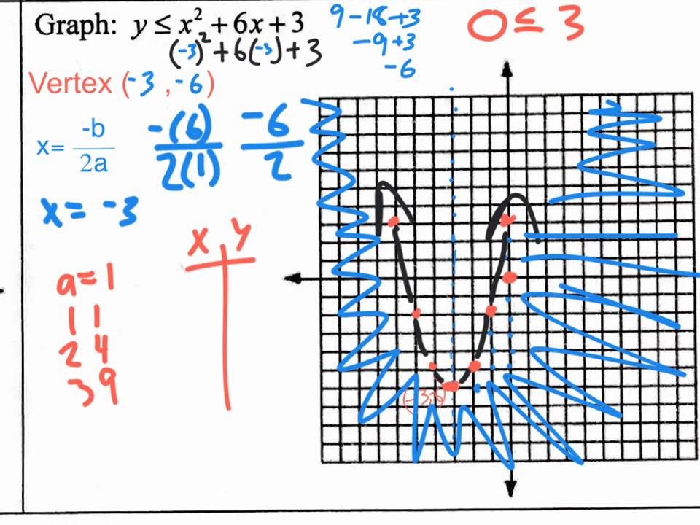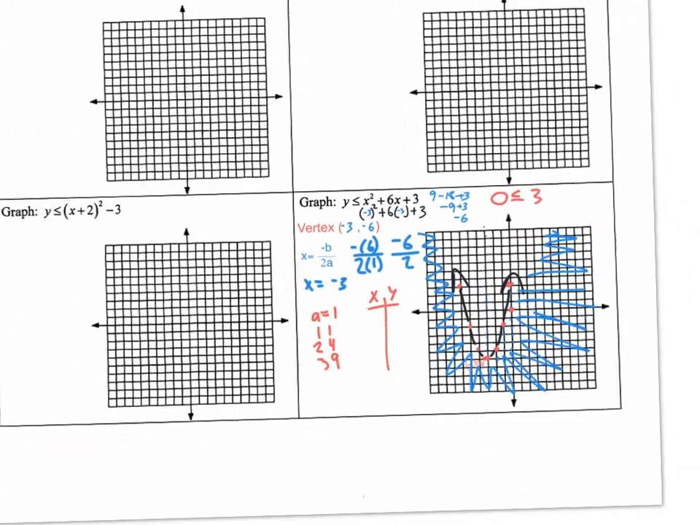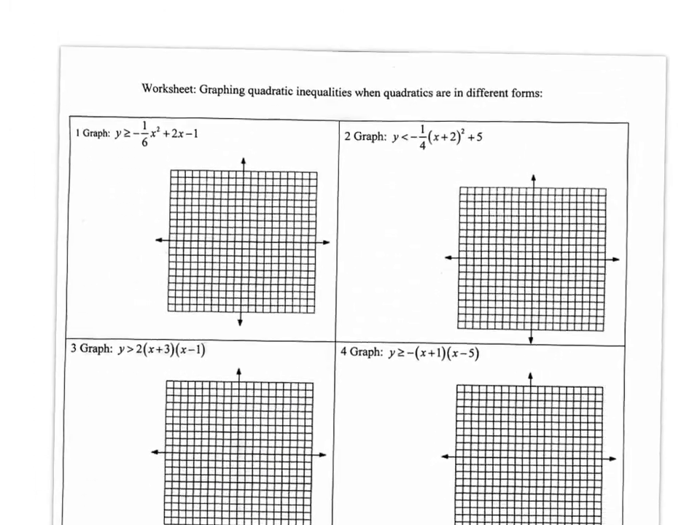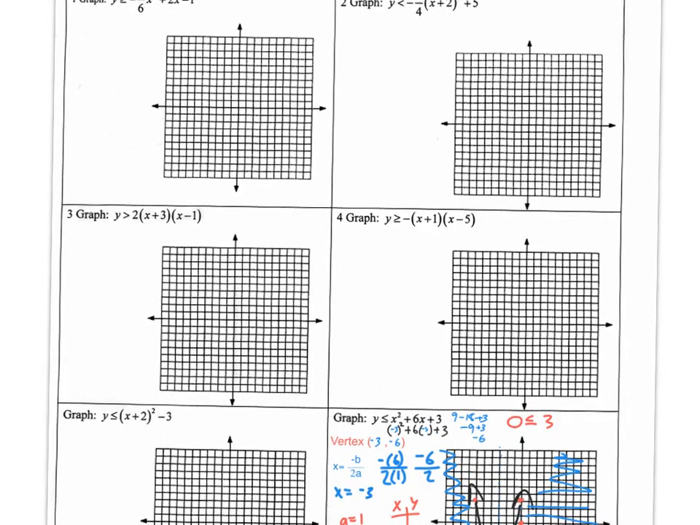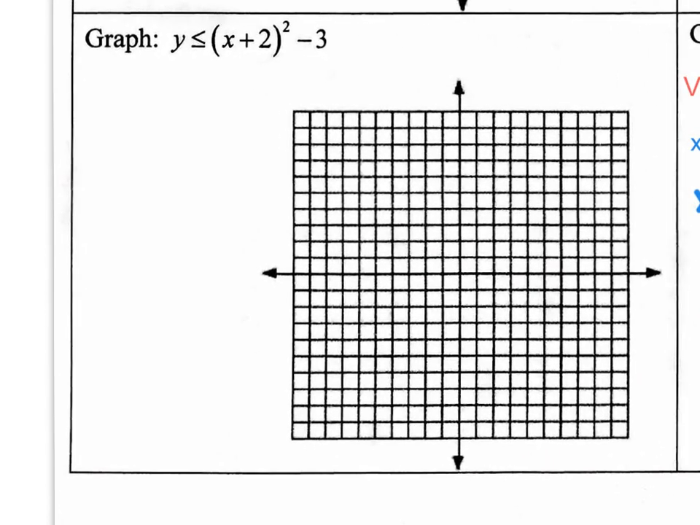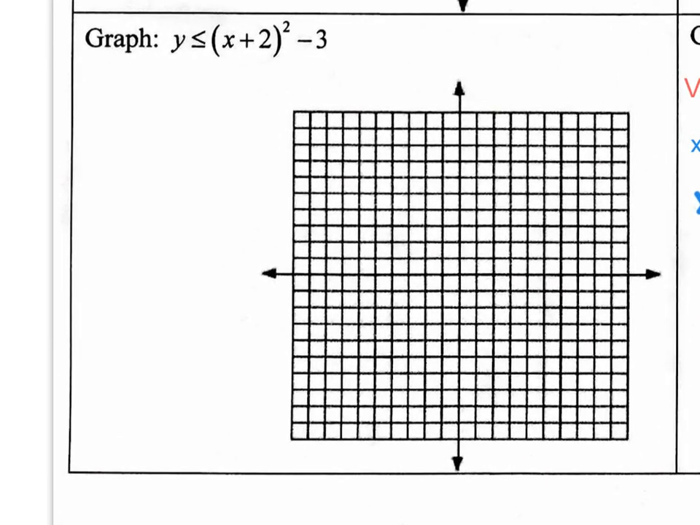So if we take a look at a different problem, let's go with this one right here. This one's in vertex form, so the vertex is really easy. What is the vertex? (-2, -3). Okay, so if we go to -2 and -1, 2, 3, we're going to be right there. And that is my vertex. My axis of symmetry is going right through that vertex value.